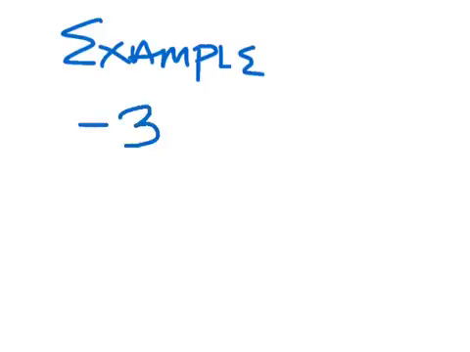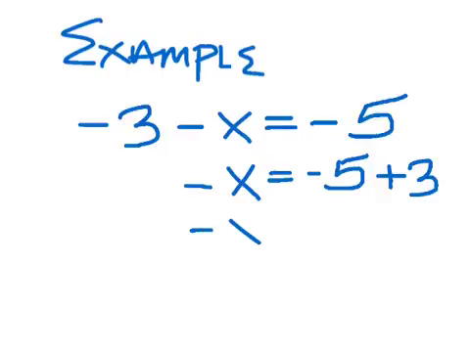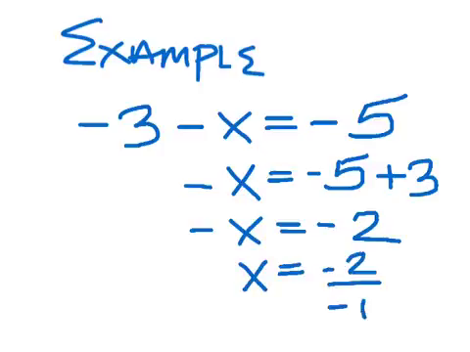Here's another example. -3 minus x equals a -5. In this case, leave the minus x where it's at, and then move the -3 over to the right and make it +3. -5 plus 3 is -2, but if you have a -x, you drop that sign and divide what's on the right by -1. Answer is 2.